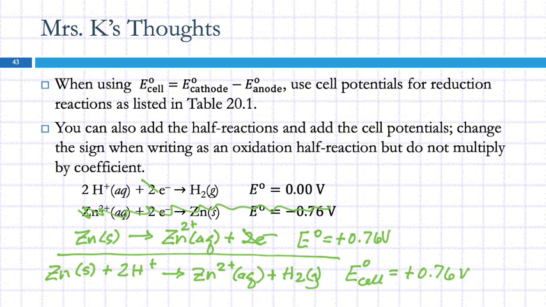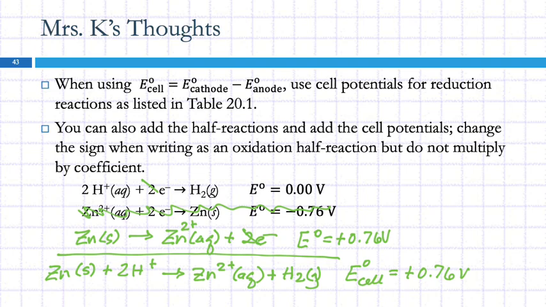Does that make sense? So what you do is you look up the half reactions you need in the table, write them down with their potentials, and then flip the one that you need to be oxidation, change the sign on the cell potential, add them together. You don't even really need to be that conscious of which one's the anode or the cathode.